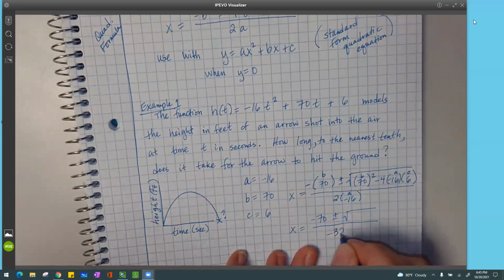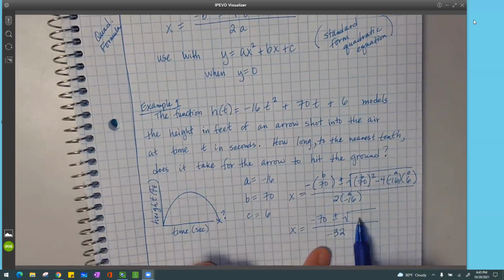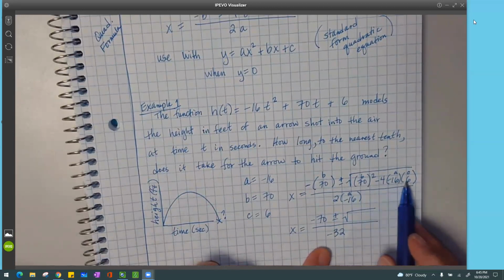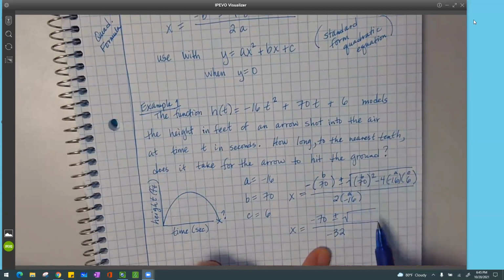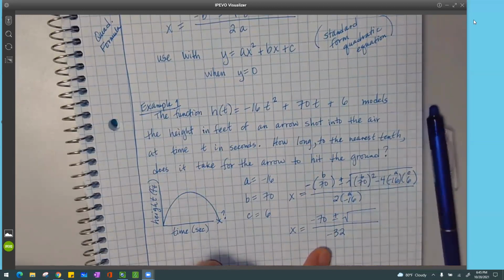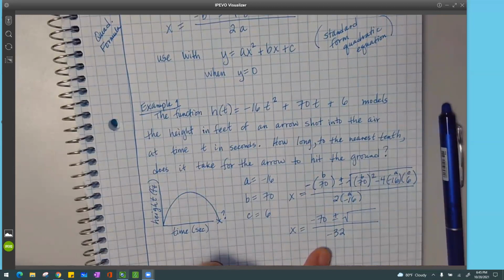Okay, so I have negative 70, add and subtract this, and then 2 times negative 16 is negative 32. So the first calculation we'll do is we'll put everything under the radical all together into the calculator. So I have a Desmos calculator open.